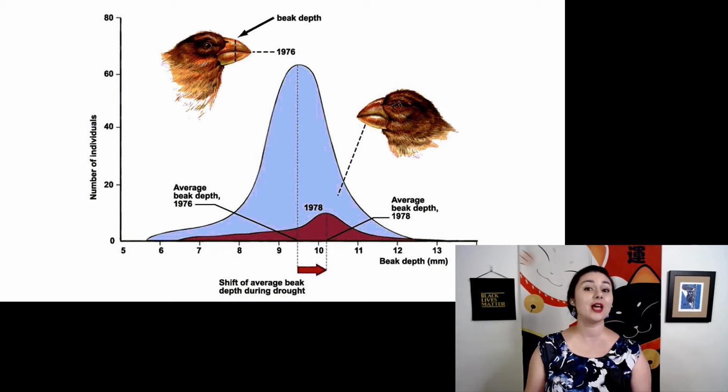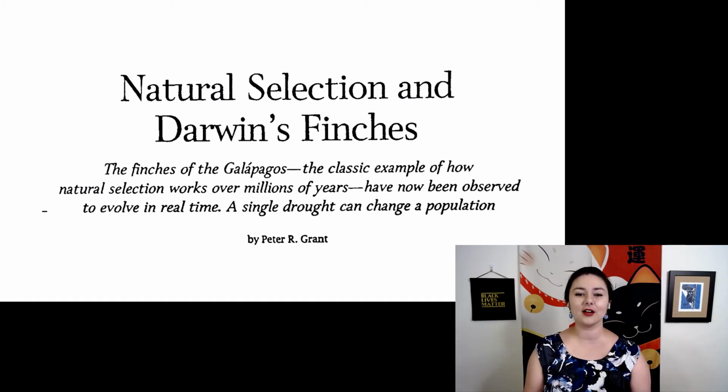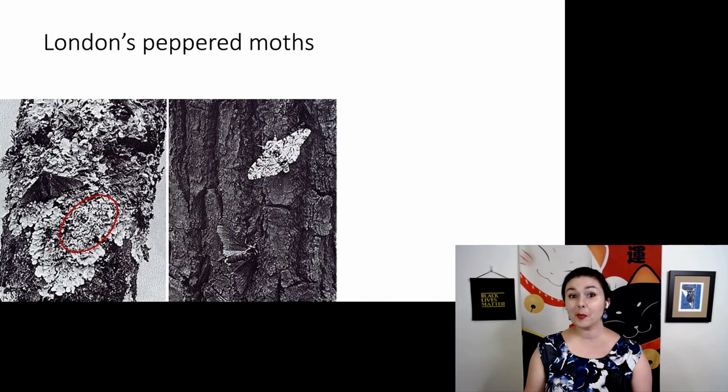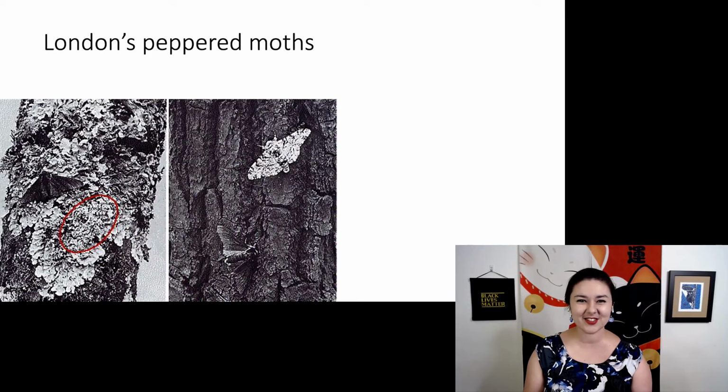Natural selection tends to be a negative force of evolution. It is removing individuals that are not able to survive in those environmental conditions. I highly recommend you read this article from Scientific American by Peter Grant that talks more in depth about this example. But there's more than just these finches we can talk about.